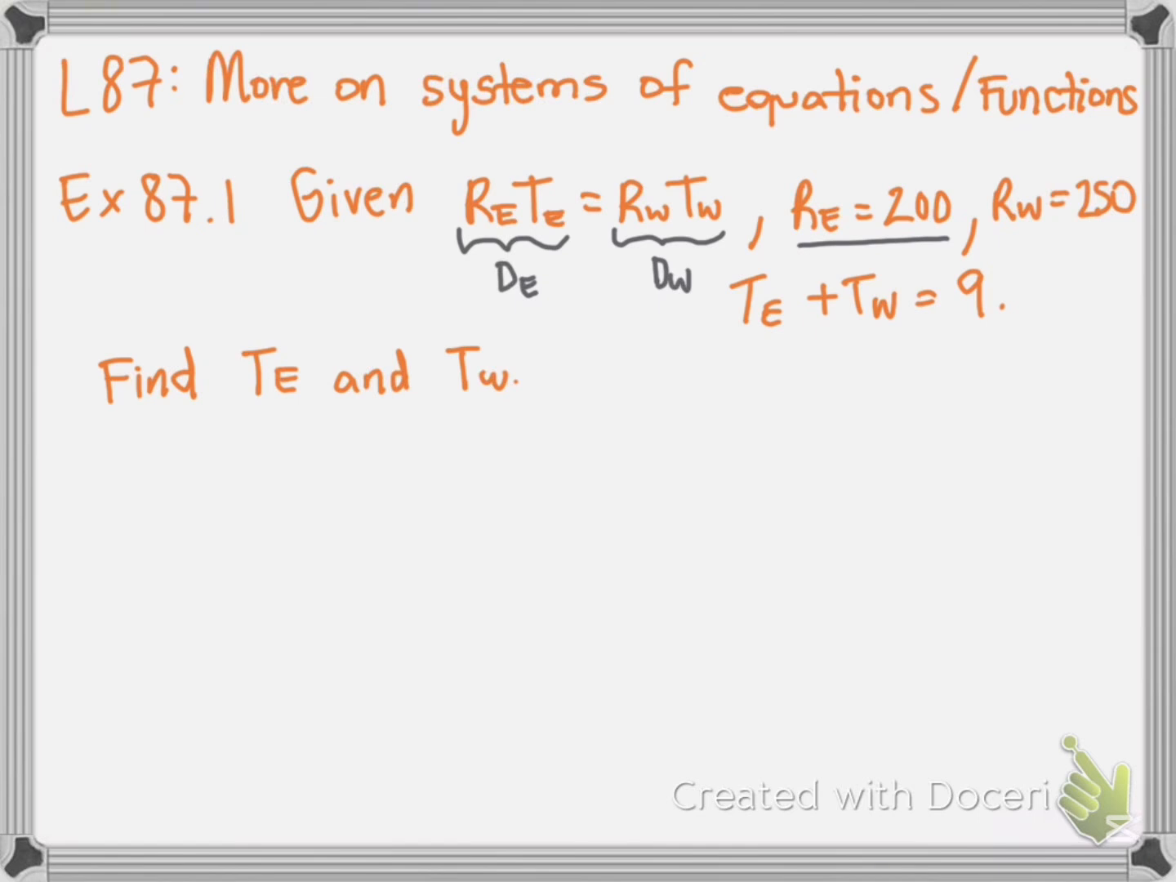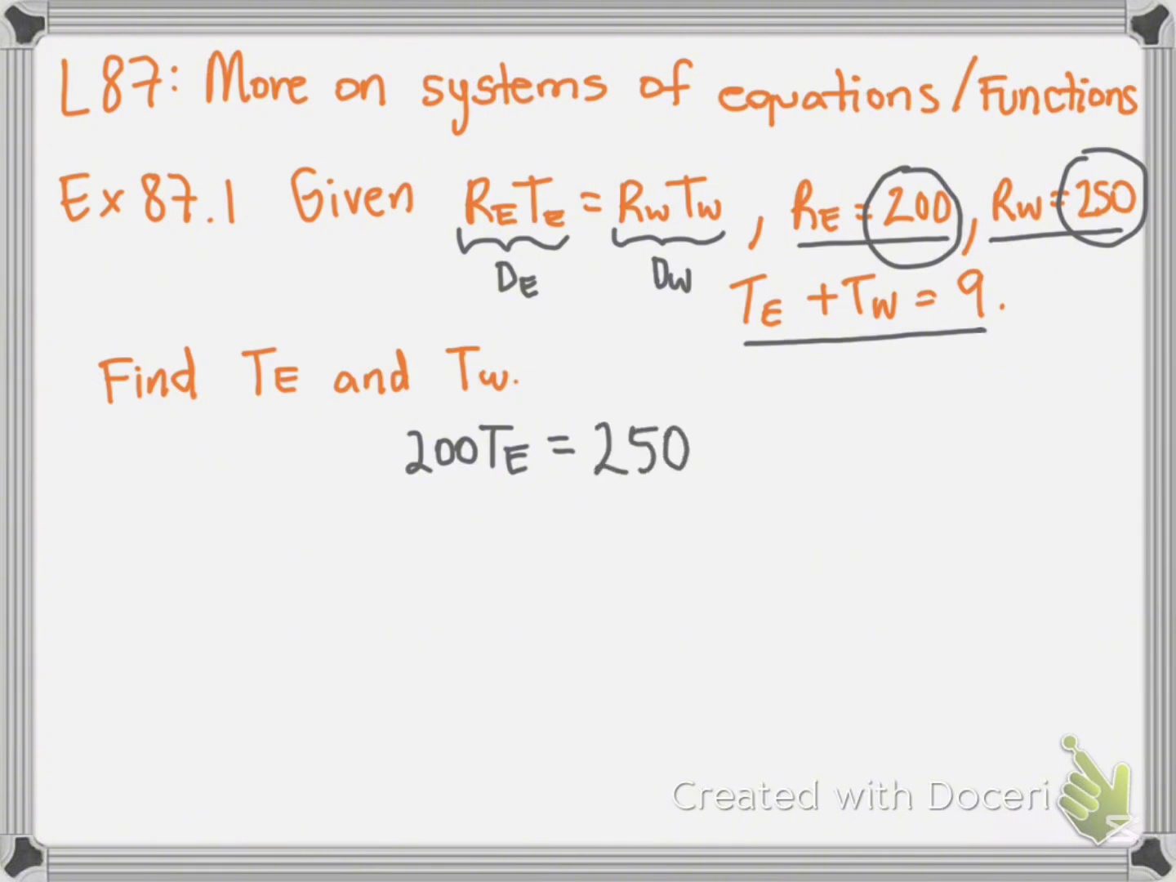They said that the rate of Esteban is 200. Then they say that the rate of William is 250 and that the times together is 9. So what I have to do is substitute each of these values into the main equation. So RE is 200 and then TE that we don't know. And then RW is 250 and then TW that we don't know. And again, remember, we cannot have two different variables, so we're going to write one of the variables in terms of the other one. So I'll leave TW by itself, and I'll pass the TE to subtract.